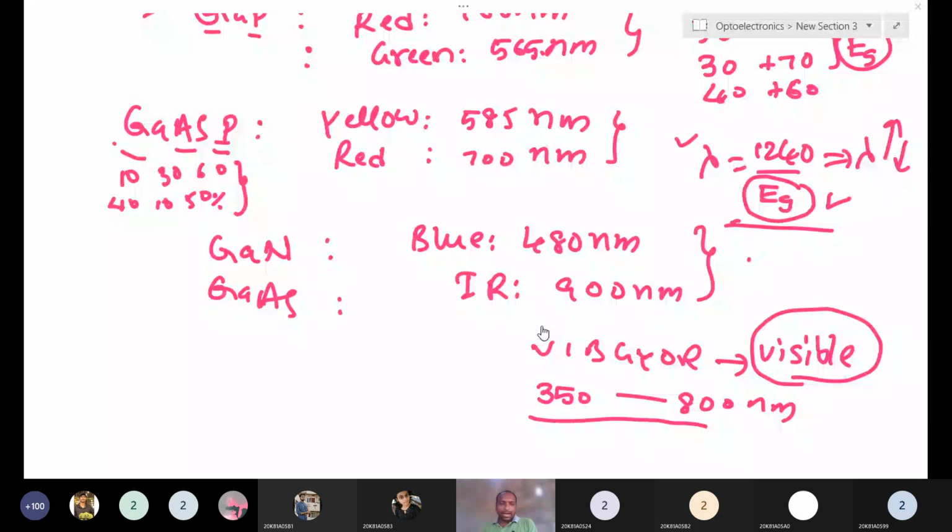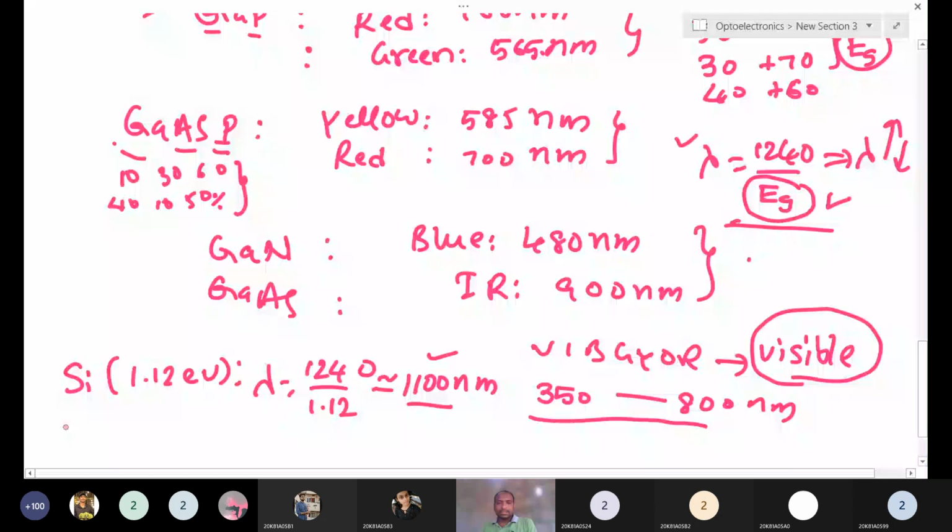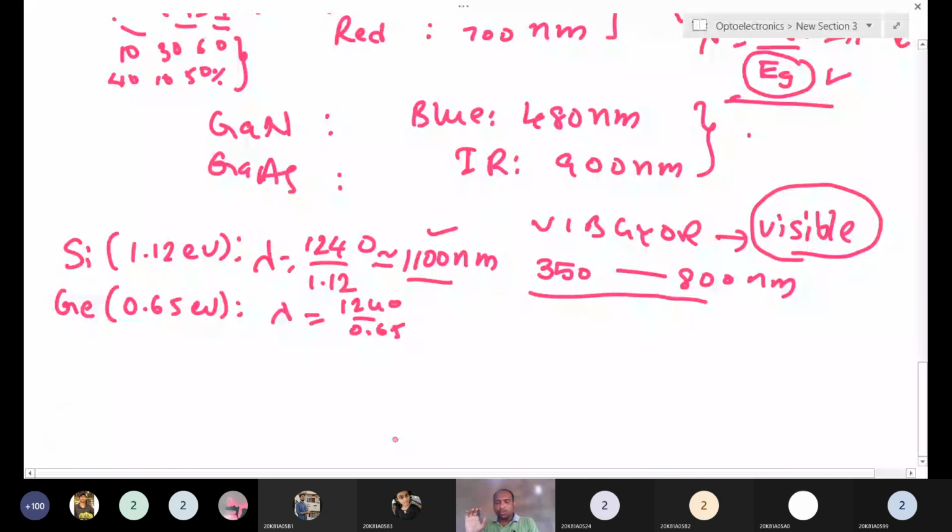Germanium is 0.65 electron volts. With the same formula, 1240 by 0.65, it will come around 1350 nanometer, not exactly, about 1300 or 1400 nanometer. This is also IR light. With the human eye, we cannot see IR light. That's why LEDs are not fabricated using silicon or germanium. Most LEDs are fabricated using compound semiconductors.